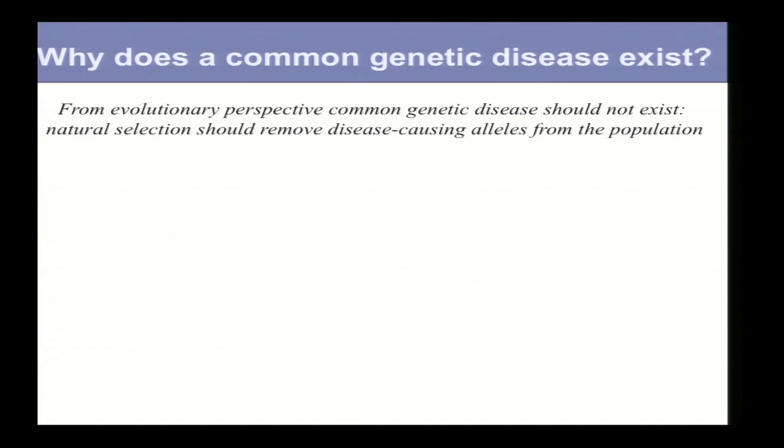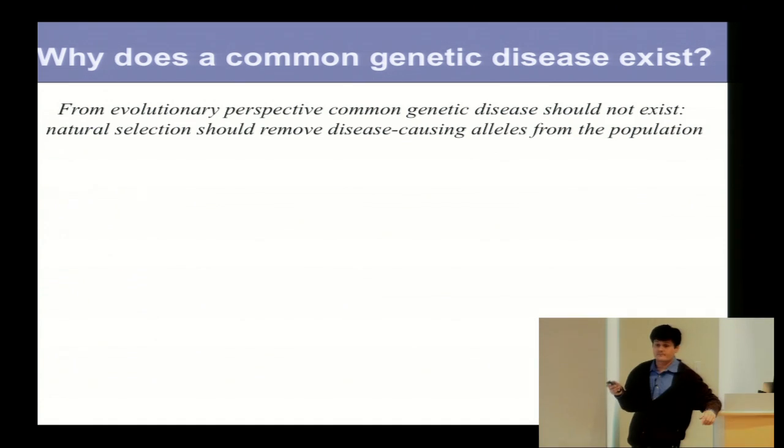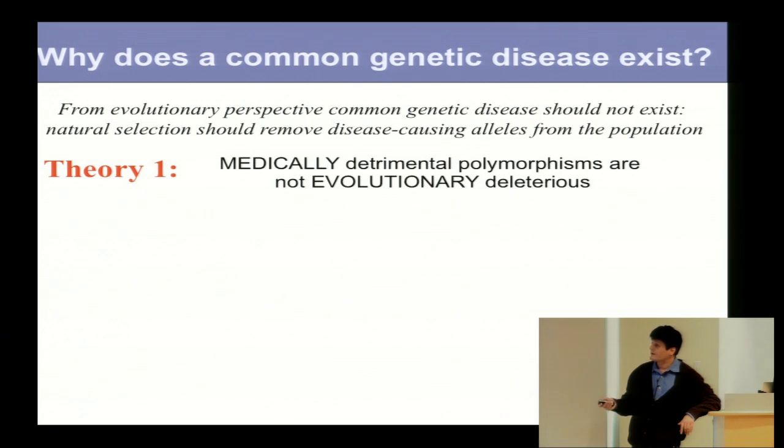Now I have to joke that I'm from the Department of Medicine, so I have to talk about relevance to human disease. So the question is, why does a common genetic disease exist? We know that rare Mendelian diseases are usually rare because natural selection prevents them from becoming common in the population. Why do we have something which has a clear heritable component so common in the population? And there are two potential answers.